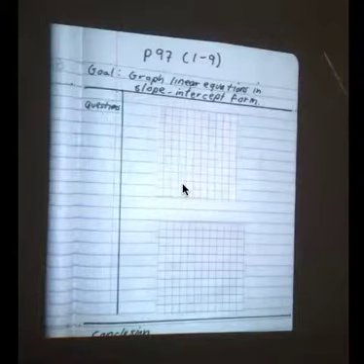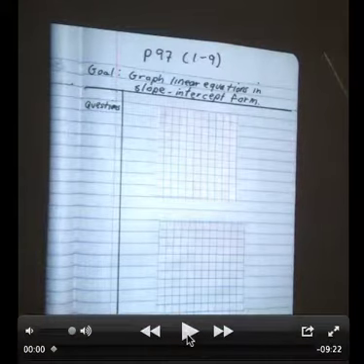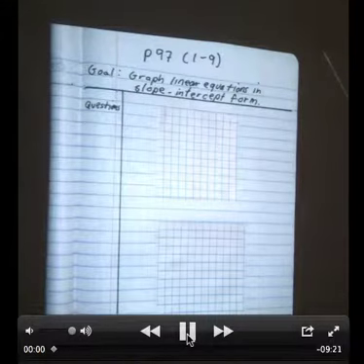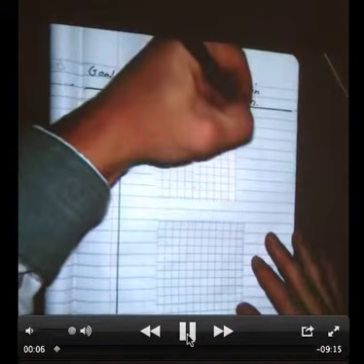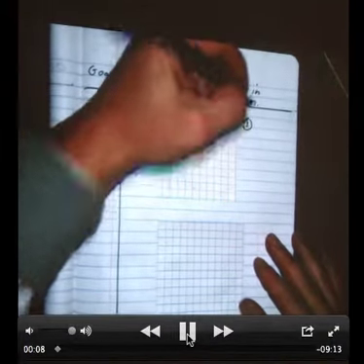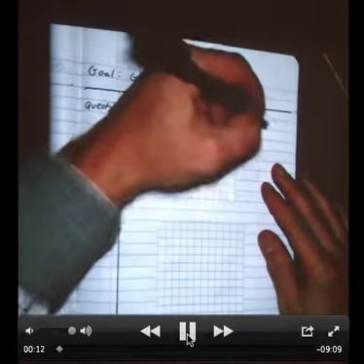Using slope-intercept form, which is lesson 3.1. We're going to be on page 97, starting problems 1 through 9. We've been practicing with worksheets, and now we're going to see what it looks like in the book. So we're going to start with problem number 1, which is y equals 1/2 x minus 3.